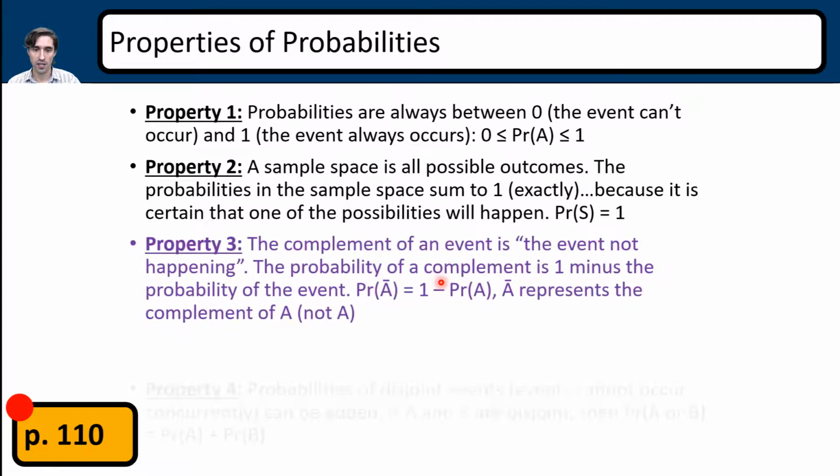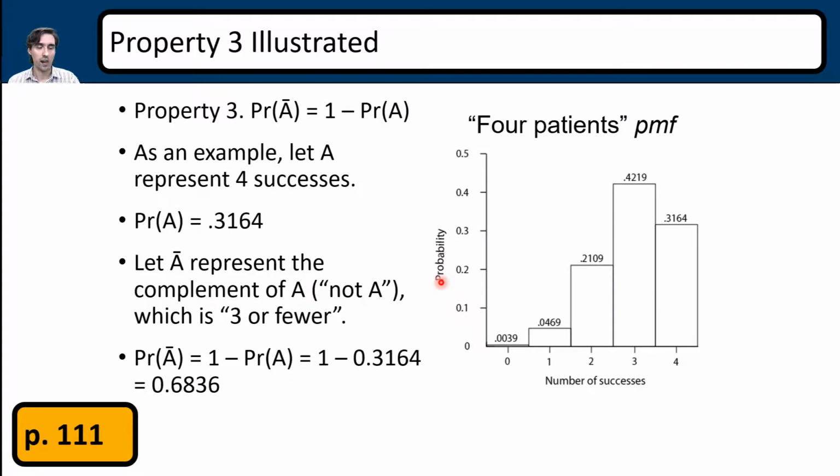Okay, we're going on to the complements. The example that we provide here is, if we have A, the probability of not A is 1 minus the probability of A. So for this, it would be 1 minus 0.3164, which equals 0.6836. That's all it's saying.